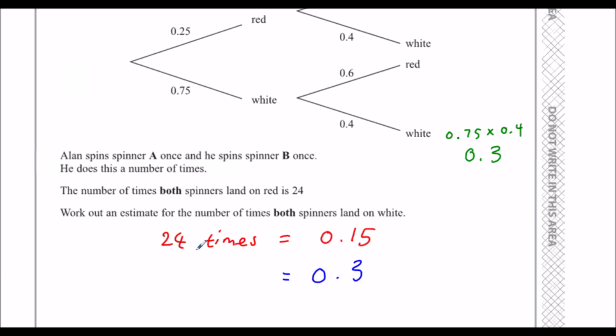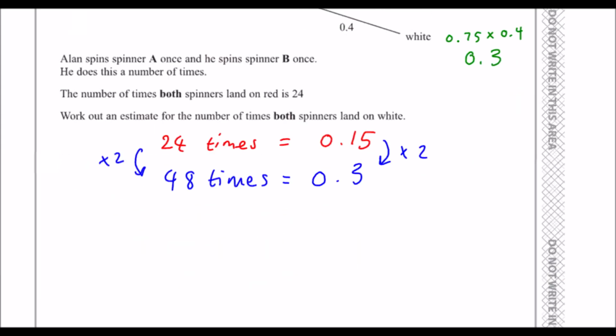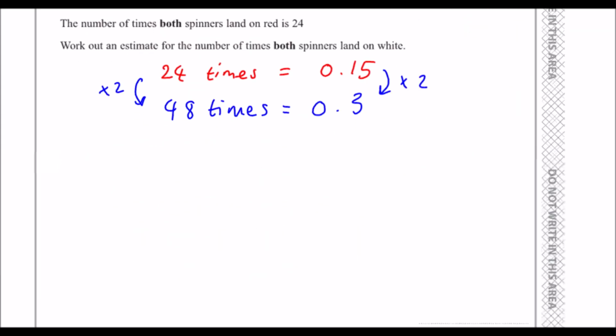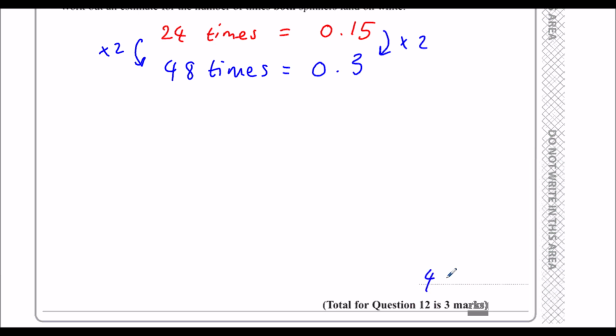If it lands 24 times with a probability of 0.15, how many times will it land for a probability of 0.3? So this is twice as much. So this should be twice as much as well. So we would expect it to land 48 times. Both spinners land on white, yep, 48 times.